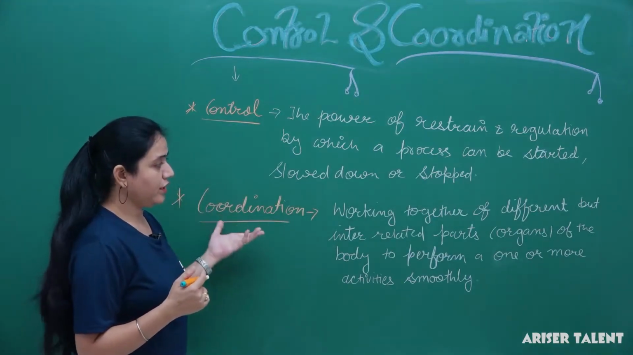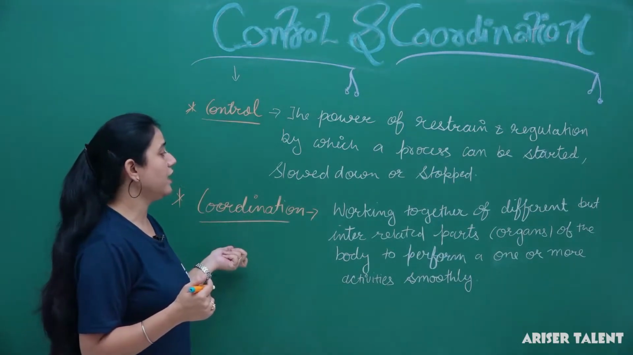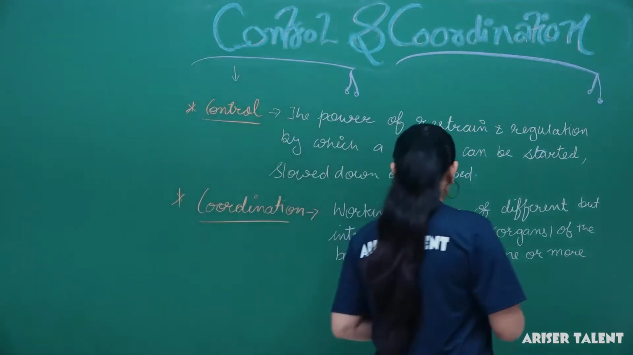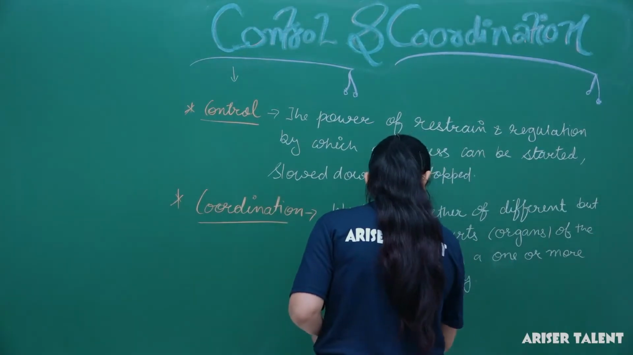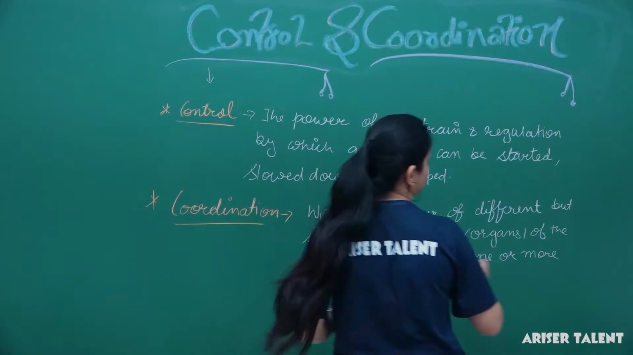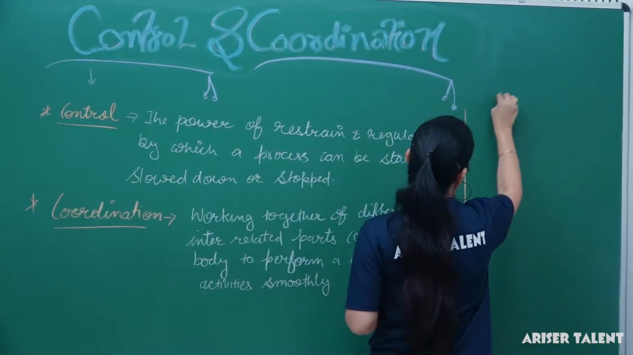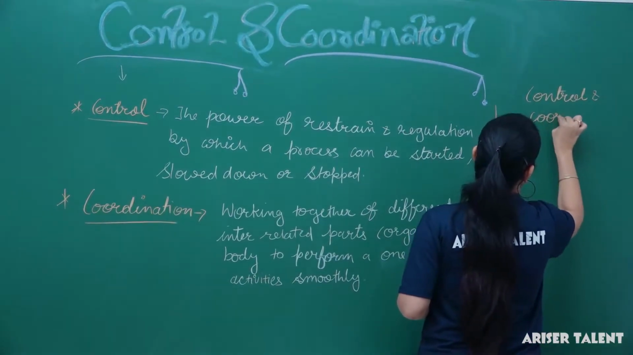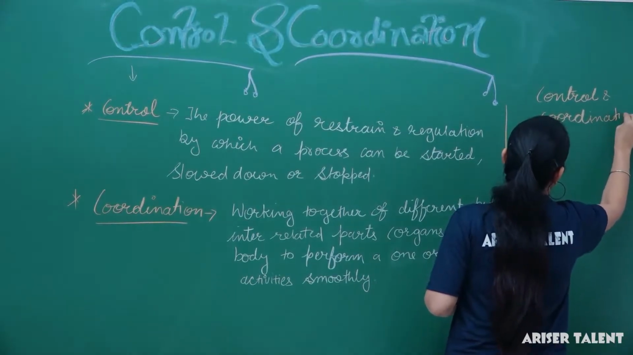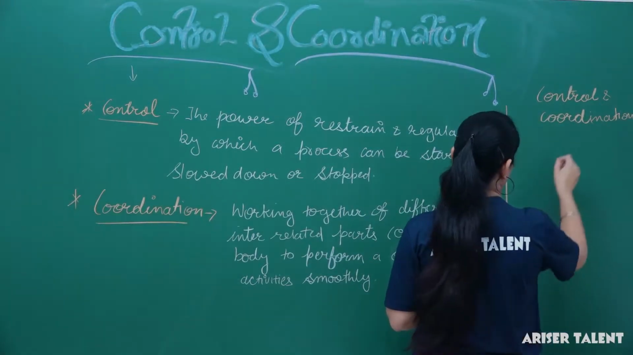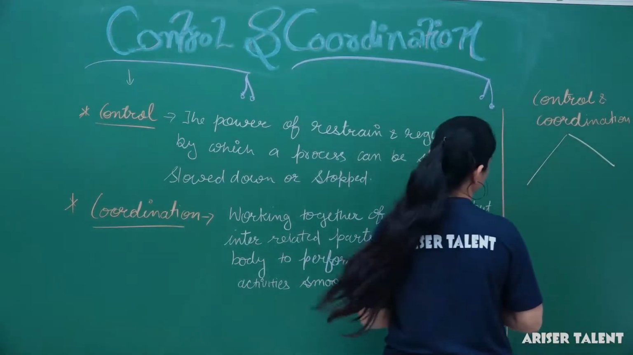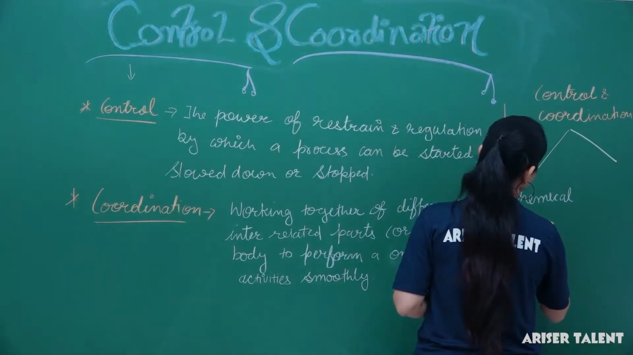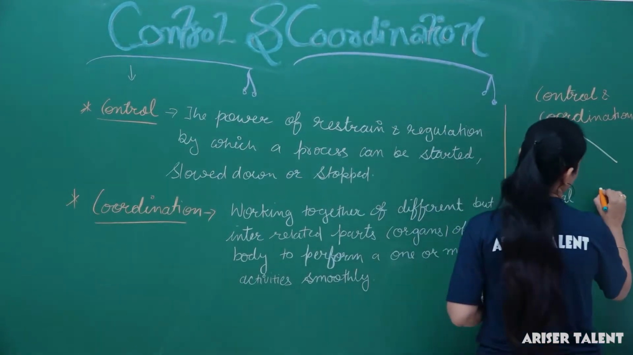Next we will talk about how parts of the body show coordination, and they show two modes of coordination. There are two modes of control and coordination. What are they? One is chemical mode, and another is nervous.